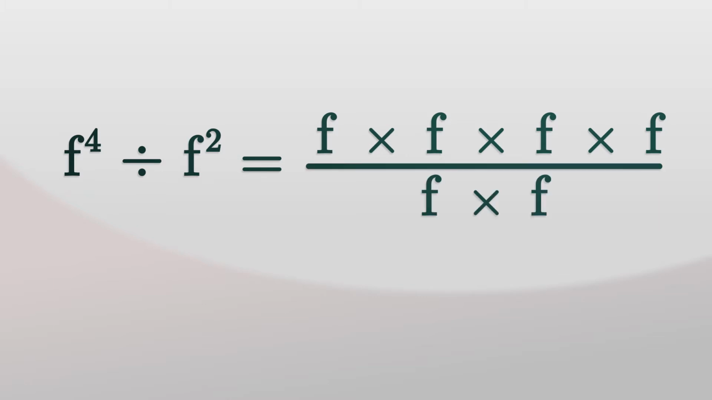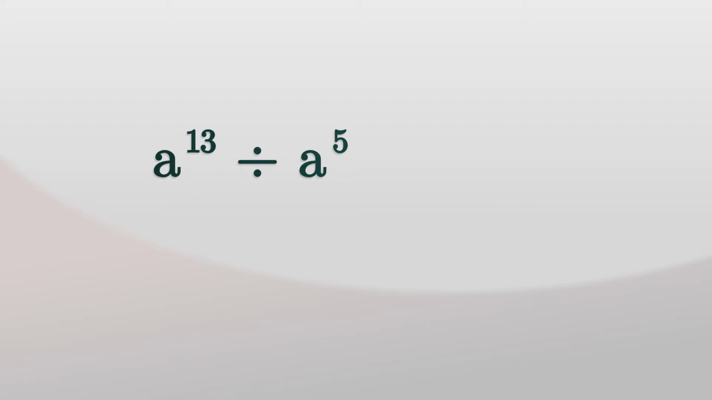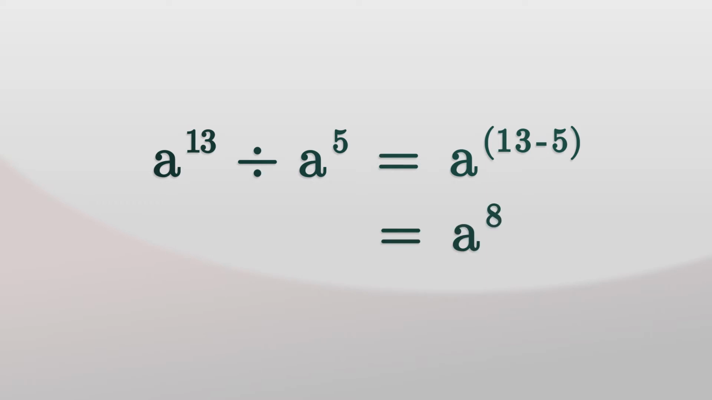What about division? Let's say, for example, f to the power of 4 divided by f squared. So that's f multiplied 4 times divided by f multiplied twice. Alright, so we can simplify this fraction by crossing off 2 f's off both the top and bottom. That just leaves us f multiplied twice, in other words, f squared. So what we can see from this is that we subtracted the indices. Another example: a to the power of 13 divided by a to the power of 5. Well, that's equal to a to the power of 13 minus 5, which is equal to a to the power of 8.